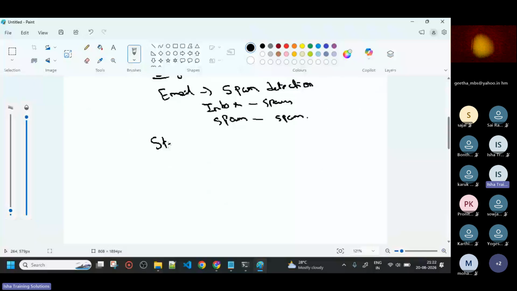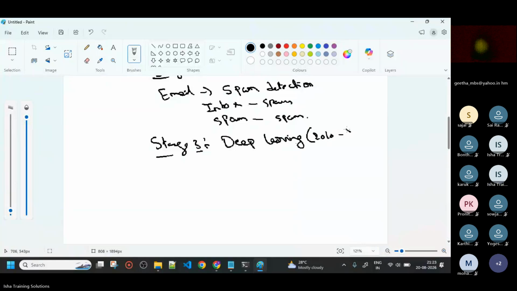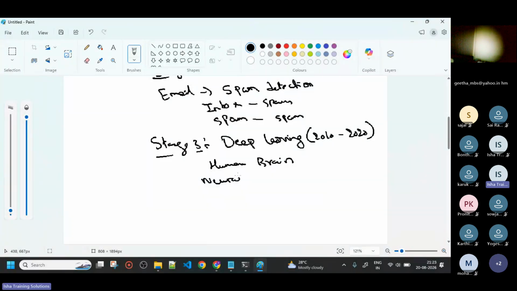Stage 3 is deep learning. After machine learning improved, we came to deep learning, which ran from 2010 to 2022. It was inspired by the human brain. Deep learning is based on what they observed in the human brain, which is neural networks.